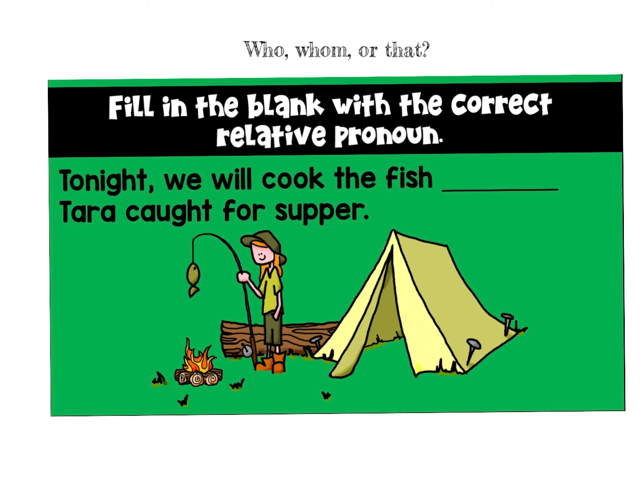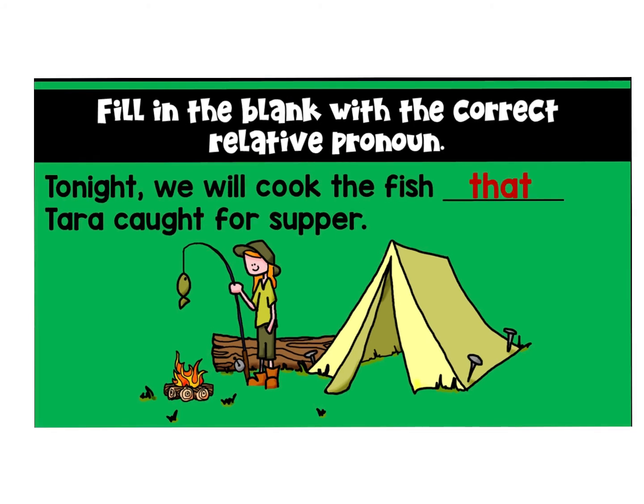Let's try another one. We're going to use who, whom, or that. Fill in the blank with the correct relative pronoun. Tonight we will cook the fish who, whom, or that Tara caught for supper. Tonight we will cook the fish that Tara caught for supper. Remember, that is going with fish, which is not a person, so we're going to use that.